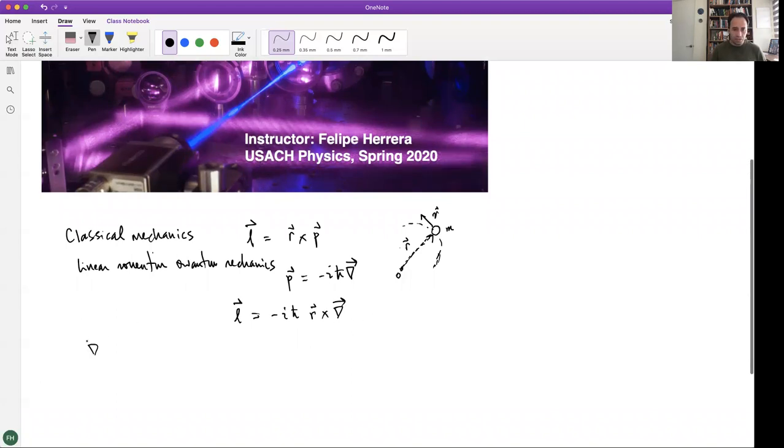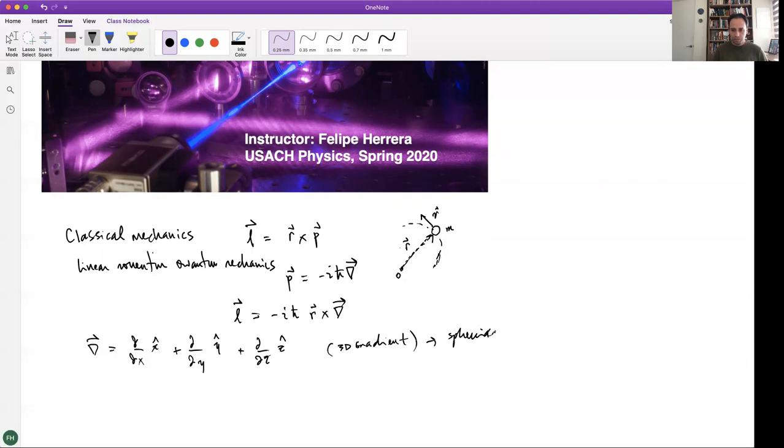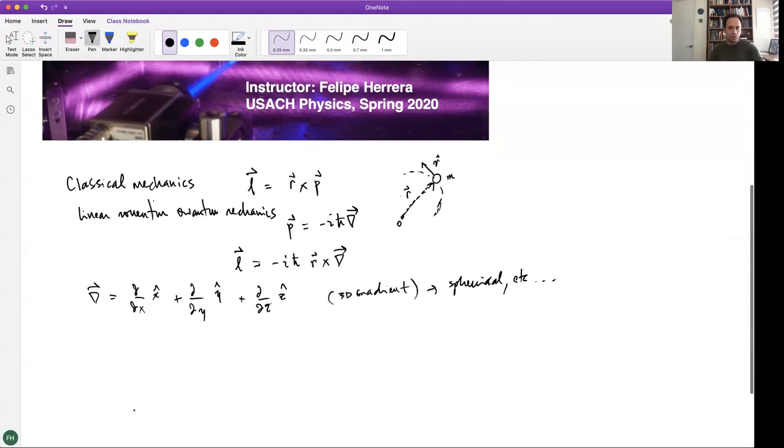The gradient operator is all the derivatives along, let's say we choose a Cartesian coordinate system, then this would be d/dx along the coordinate x, d/dy along coordinate y, and d/dz along coordinate z. Okay, so this is just a 3D gradient. Of course, we can choose a different coordinate system, let's say spherical, etc. So this is all very basic.